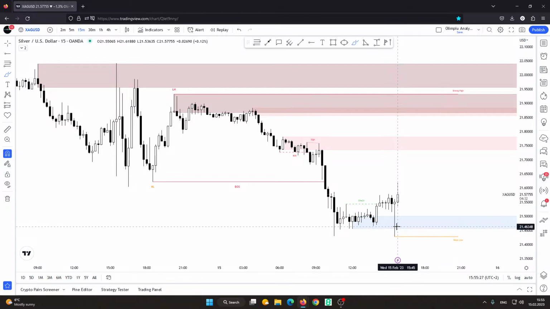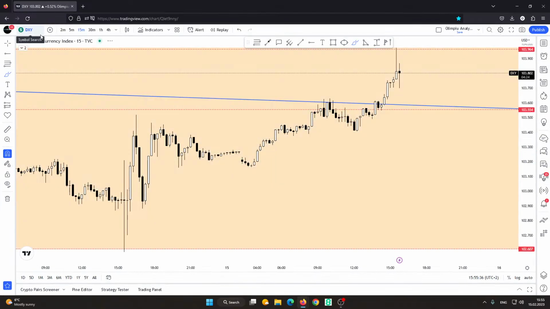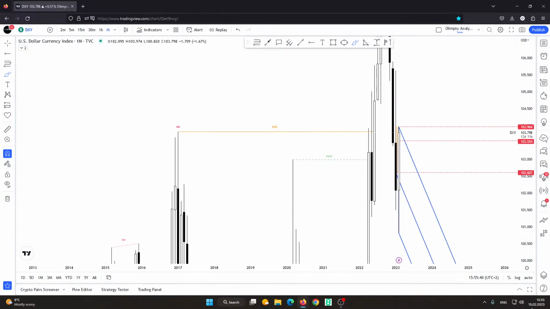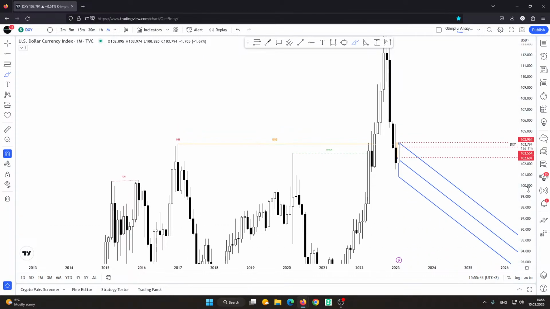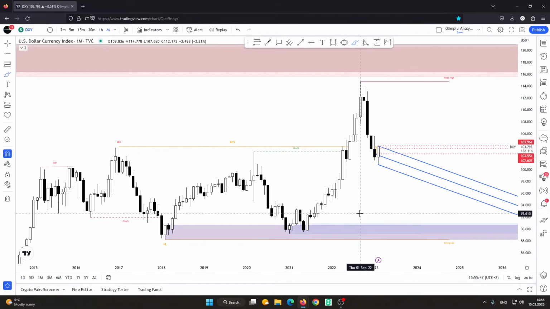Really don't want to spend, but what are your thoughts on the imbalance on the monthly on DXY? Let's take a look, but no, I'm not. Yeah, so let's take a look. So monthly, 1 month. What imbalance? This imbalance here?